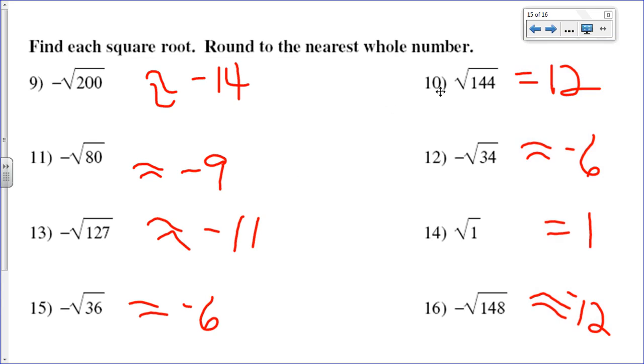Notice on the answers, number 10, number 14, and number 15 all have equal signs. They are not approximately. For number 10, the square root of 144 is 12, so you would use the equal sign there.